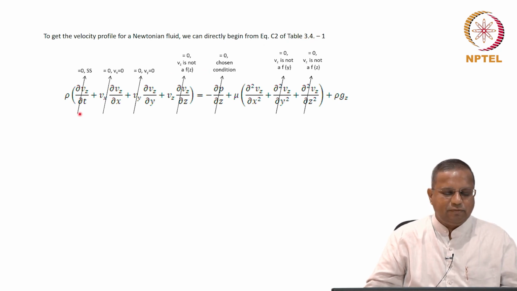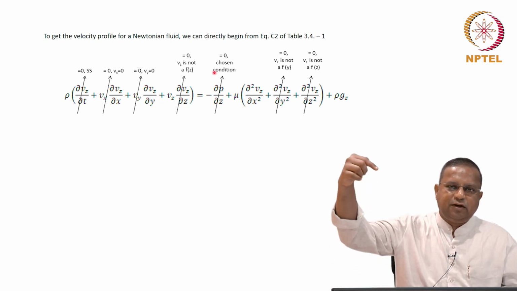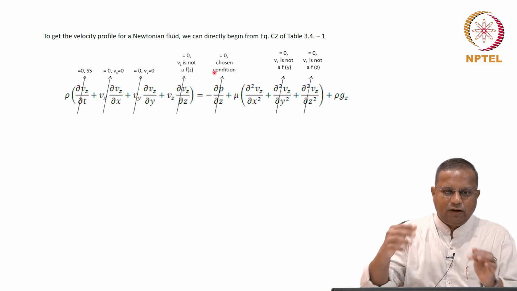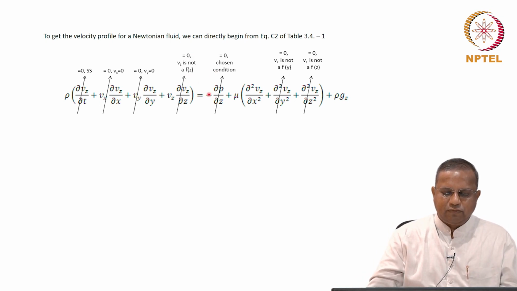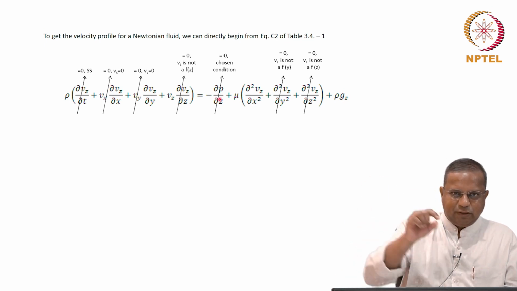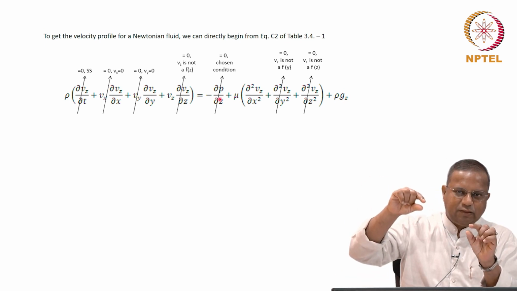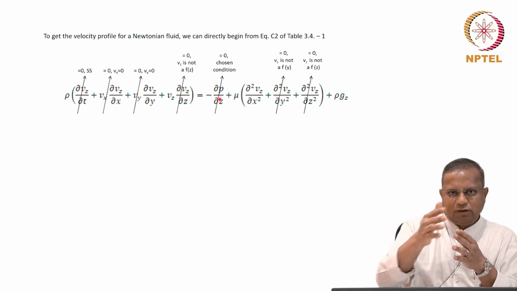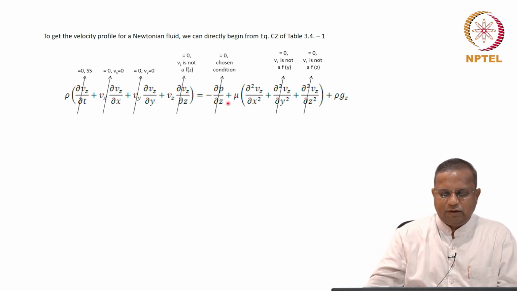When we cancel the terms, the first term is the process is at steady state, therefore there is no variation with time, the first term goes to 0. We've already seen there is no Vx, there is no Vy, therefore these two terms go to 0. We've also said that Vz is not a function of z, well developed flow, and therefore that is 0. We also said that pressure is not a function of length. The fluid is very thin. We went through a long argument to establish this earlier. You can go back and look at that argument.